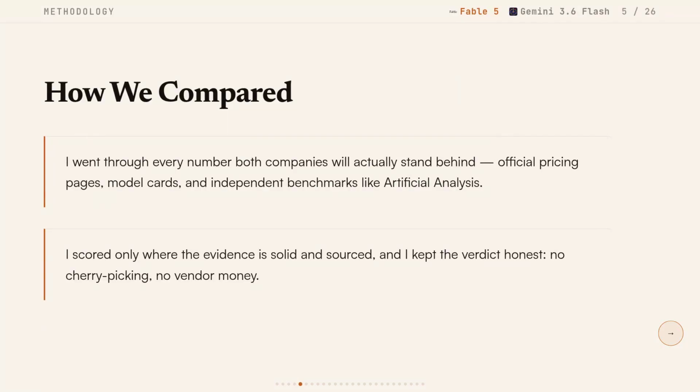Both tools are great, sure, but if you're running an agentic pipeline that fires 1 million tokens a day, the model you pick determines whether your API bill is $1,500 or $10,000 a month. That's the actual stakes here, and that's who this comparison is for.